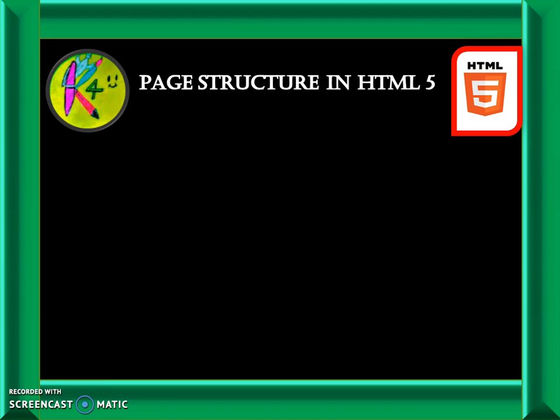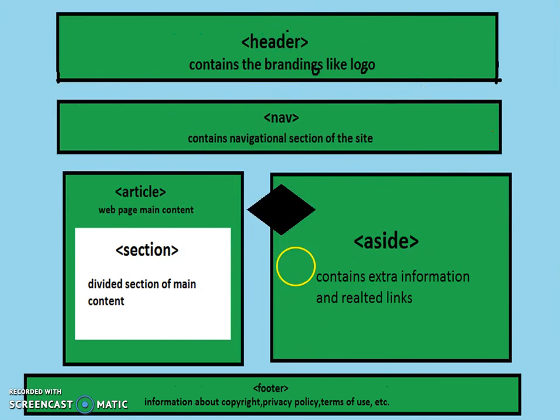The websites you see nowadays are based on the HTML5 page structure that is like this. They contain a logo which is called header. There are tabs which are known as navigation, articles, section, aside, footer and all that.